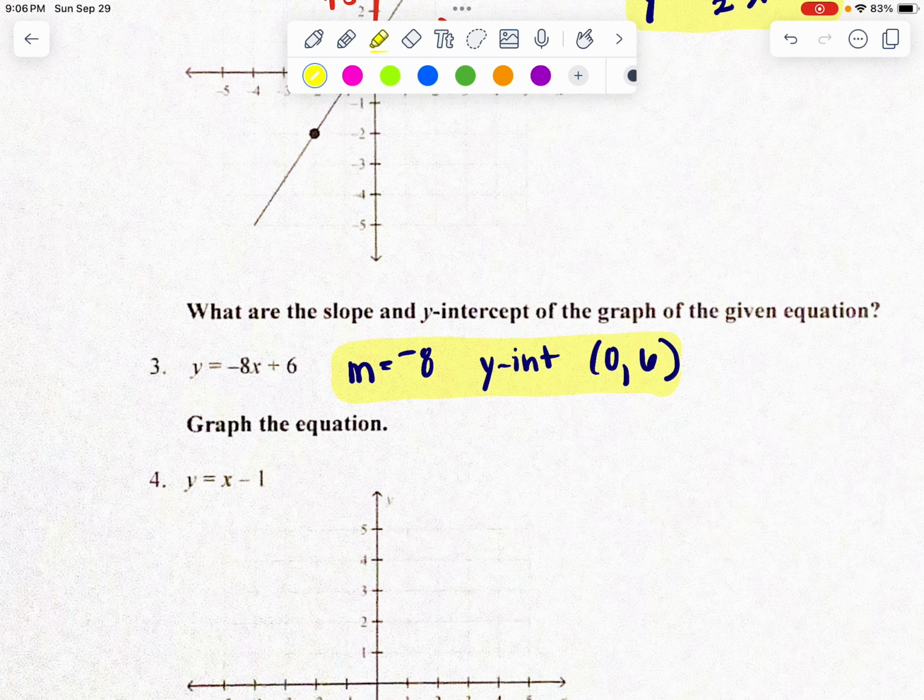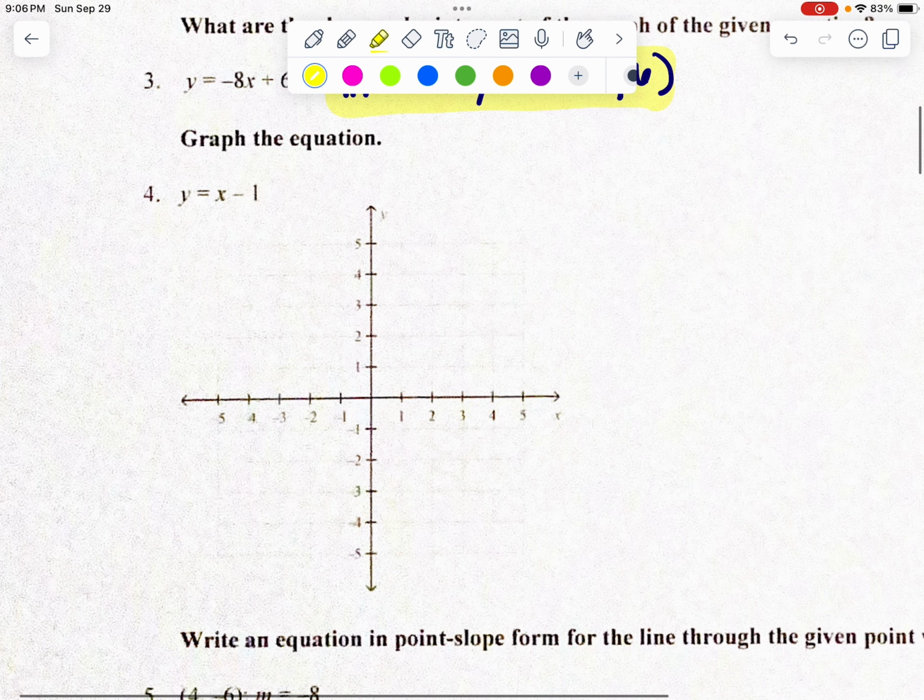And then finally, for the slope and y-intercept, number 4, I do ask you to graph it in slope-intercept form. So we always want to do our y-intercept first, right? We're always going to do 0 and then whatever the number is that we're adding or subtracting. Of course, in this case, we're subtracting 1, so it's going to be 0 and negative 1, which means my first point is right here on the y-axis, 0 and negative 1.